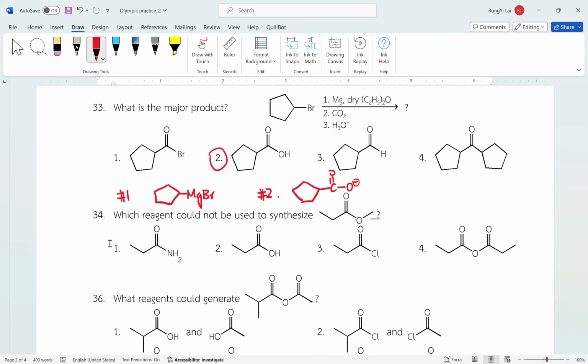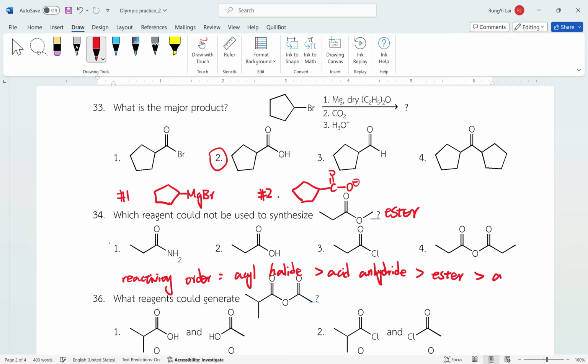So the next one, let's see which reagent could not be used to synthesize this compound. This compound you can see is an ester. Basically this one just wants you to practice. You should know the reactivity order. So acyl halide would be most reactive, and then the acid anhydride, then ester, then amide.